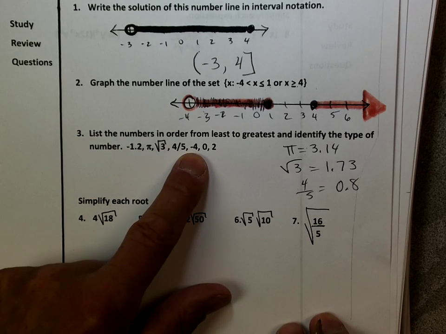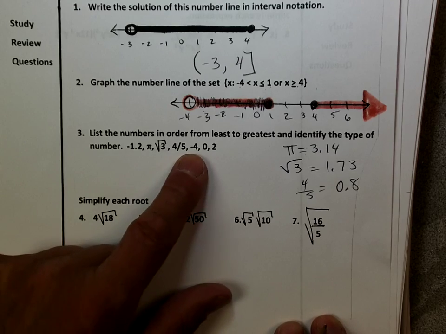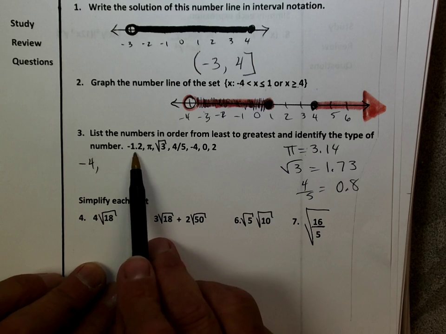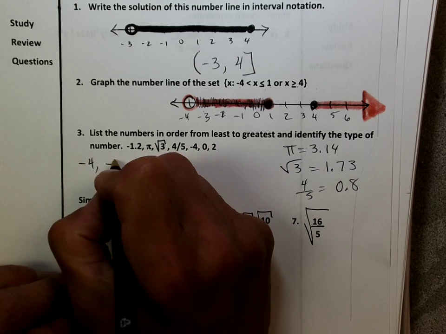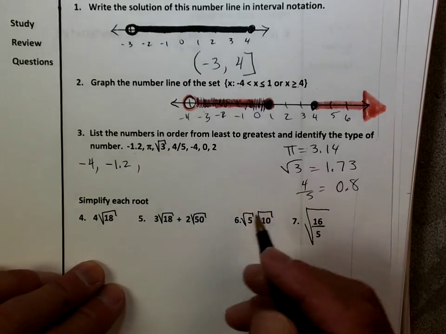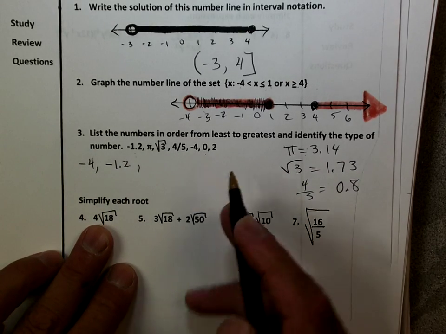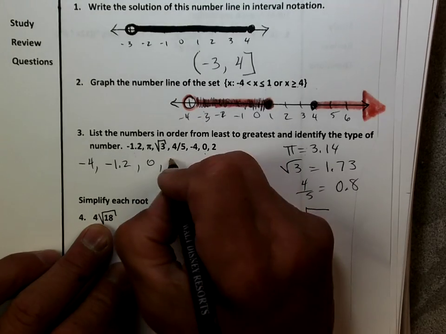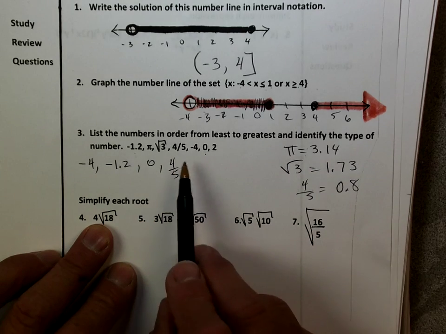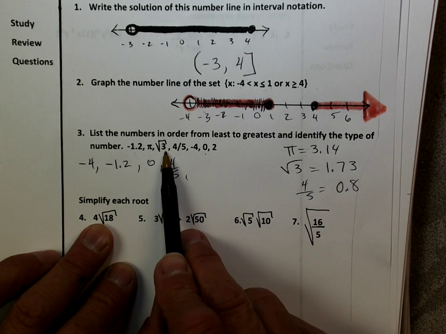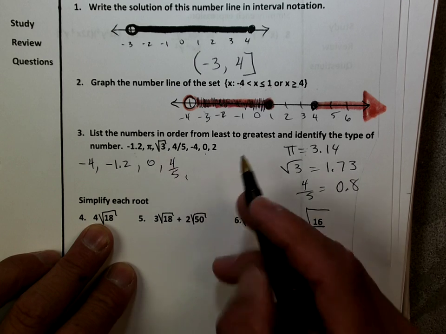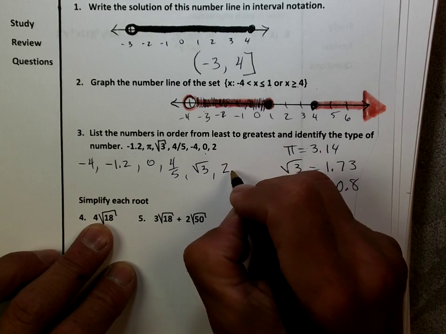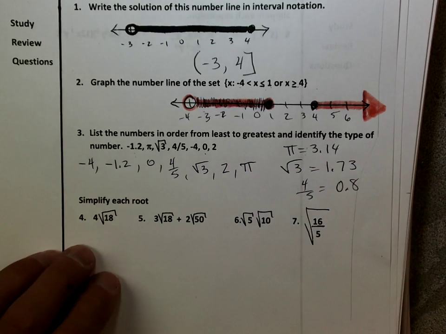Okay, if I know those values, then it helps me put things in order from least to greatest. The smallest is obviously -4, so I'll go -4, comma, probably my -1.2, 0, 4/5, then probably my square root of 3, 2, and then pi. Okay, there it is, listed from least to greatest.